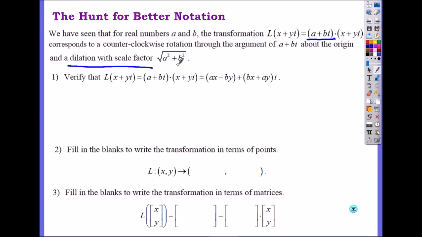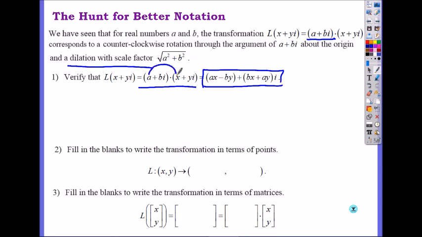So here, they're going to give you a different equation, but let's see if it is the same thing. So again, what we've done is a plus bi is the transformation, and we multiply by x plus yi. Let's see if this is the same thing. So what can we do? Let's FOIL. Yeah, distribute it.